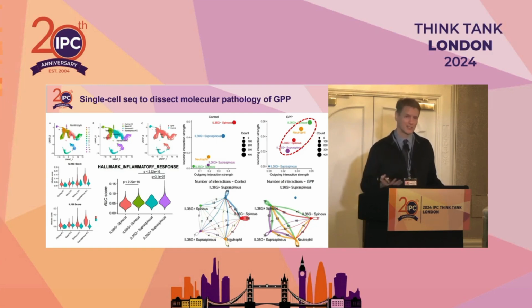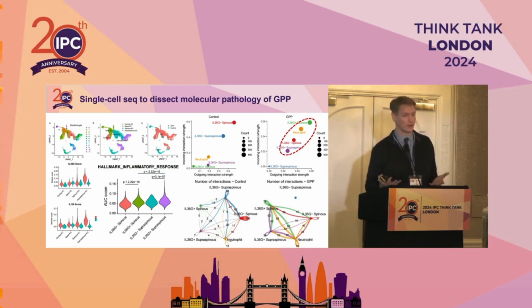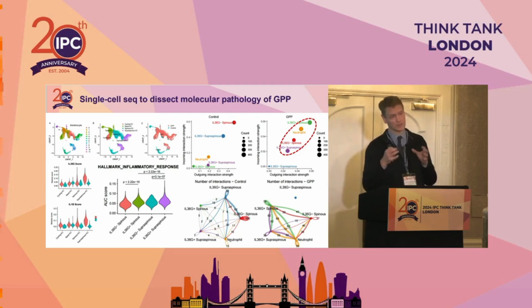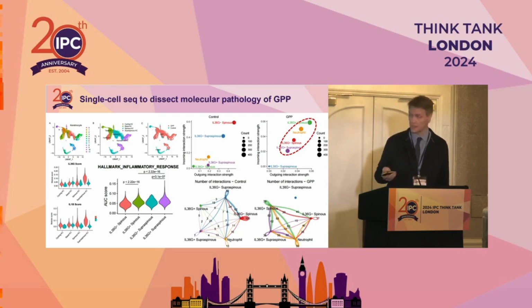Not surprising, this is what you would expect given the genetics that we know about GPP, that it's very IL-36 centric, but it's really nice to see that coming out of a data set that is approached in a very different way. It really helps you define the core mechanism that is operating in a disease.